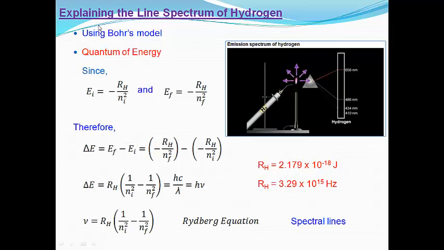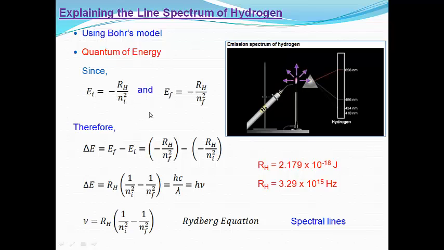So, how does this Bohr model explain the line spectrum of hydrogen? Well, we know that for a quantum of energy, you have delta E is equal to hc over lambda. How do we get that delta E? Delta E is equal to E final minus E initial. And so E initial, EI, is equal to minus RH over NI squared, and EF is equal to minus RH over NF squared, where NF is N final, and NI is N initial.